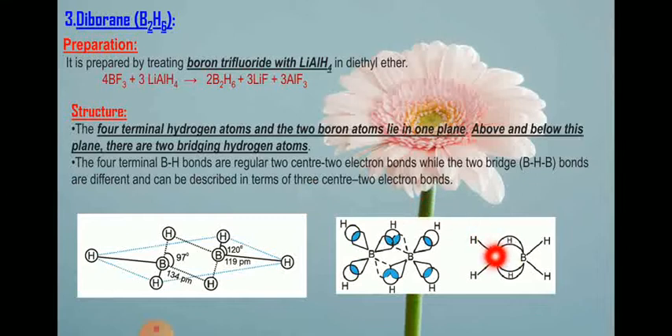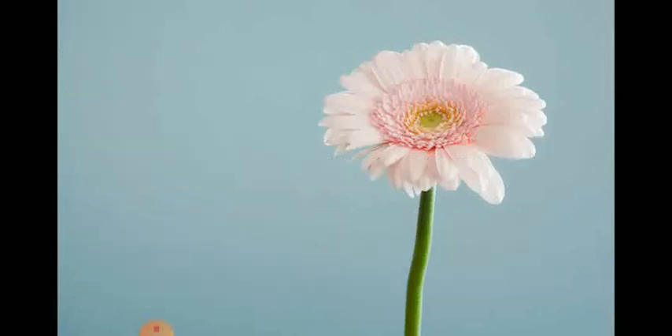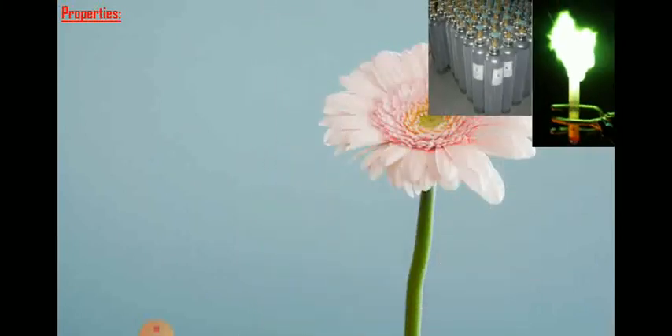So 3 centers are there, 2 boron atoms and 1 hydrogen. Totally it's a 3-centered bond and a 2-electron bond, and these hydrogens are also called bridged hydrogens. They look like a bridge between the 2 boron atoms, no? Hence a bridged bond, which is a 3-centered 2-electron bond. So the third compound is diborane.